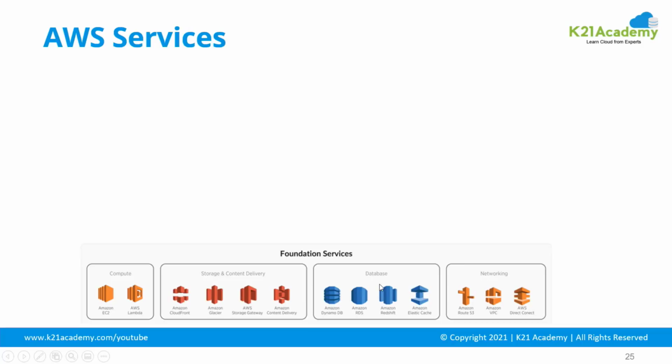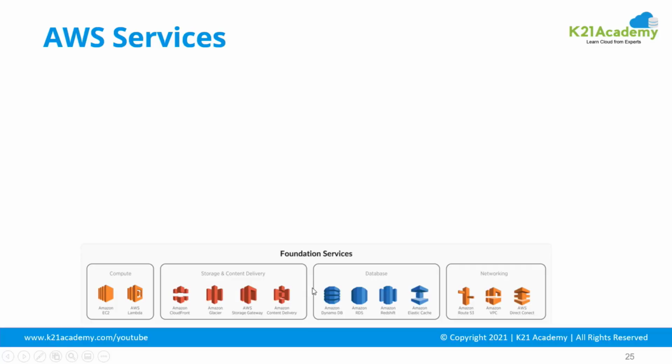Then you have your databases and different types of database. You have Amazon DynamoDB, RDS. What these are, we'll see in subsequent lessons here. Then you have networking. And within networking, you have Route 53, which is for DNS, VPC, Virtual Private Cloud, or AWS Direct Connect, which is for connecting your on-premise with cloud. And we'll see these networking concepts a little bit later.